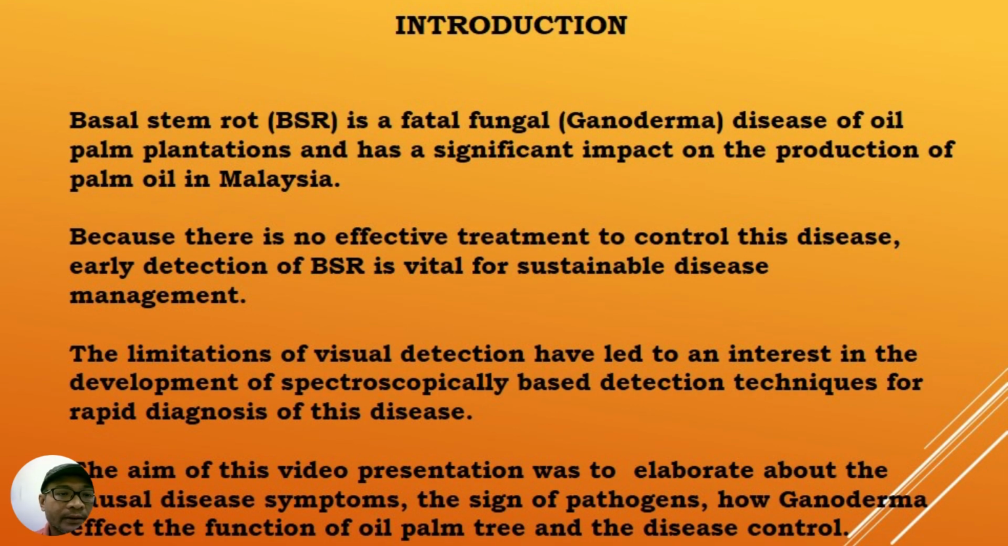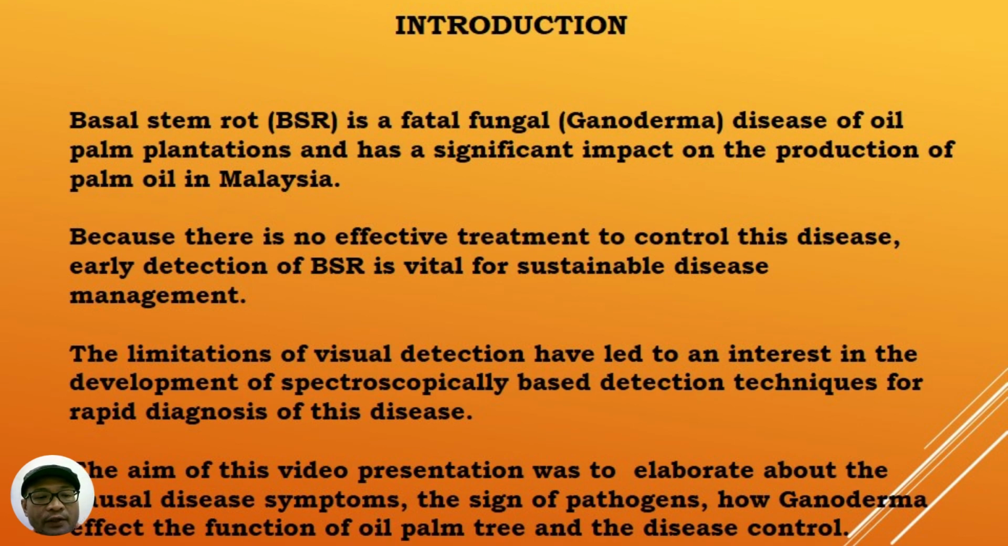So this is the introduction. Basal Stem Rot, or BSR, is a fatal fungal disease of oil palm plantations caused by Ganoderma boninense, and it has a significant impact on the production of palm oil in Malaysia. Because there is no effective treatment to control this disease, early detection of BSR is vital for sustainable disease management.